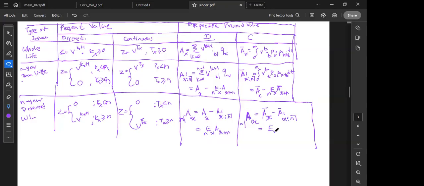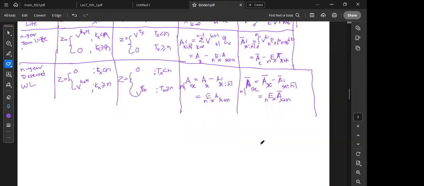And also, if we can discount back a future present value at x plus n, which is a continuous one, we can have the same present value in here. That is another way.